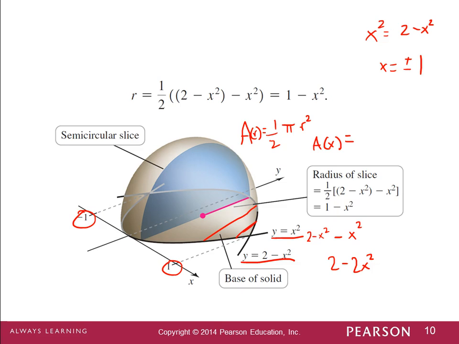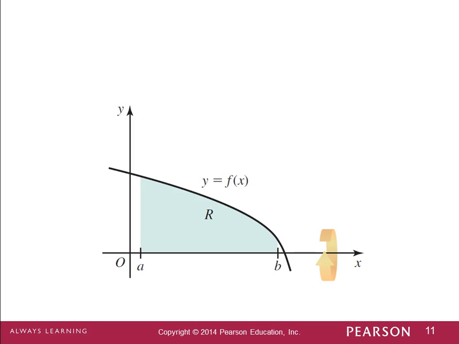Well, what is our radius? Look at our diagram here. It's half of this distance between the curves. So we know the distance between the curves is this right here. Half of that is 1 minus x squared. So we need 1/2 pi times the quantity 1 minus x squared, squared, and that is our area function. Integrate that from -1 to 1, and we get the volume of that solid.